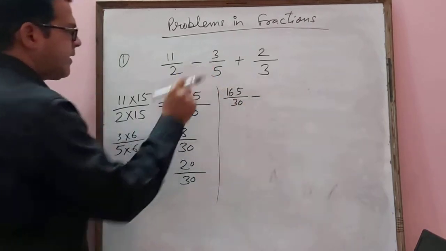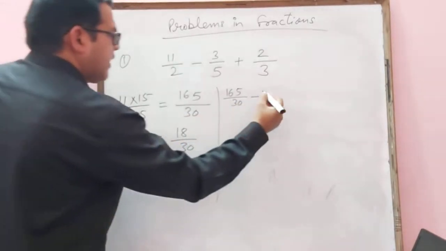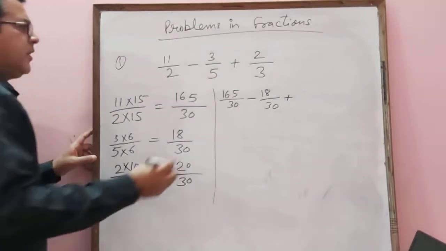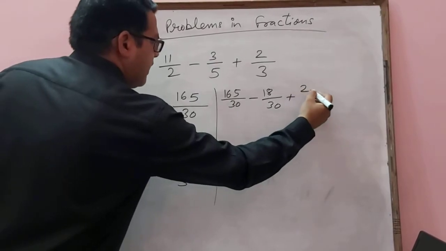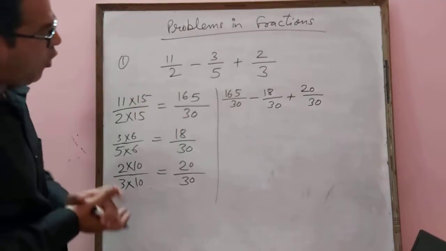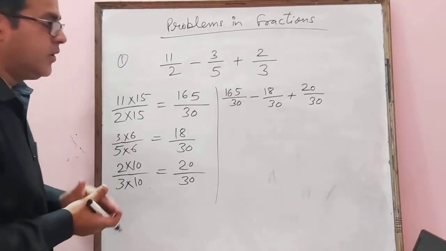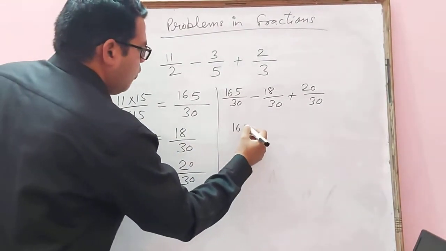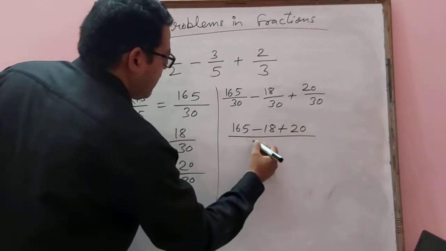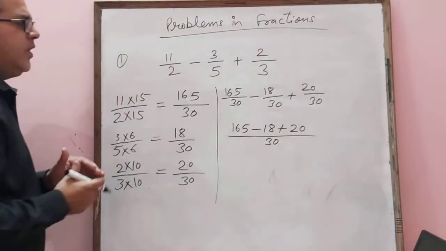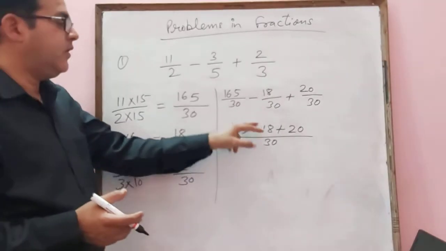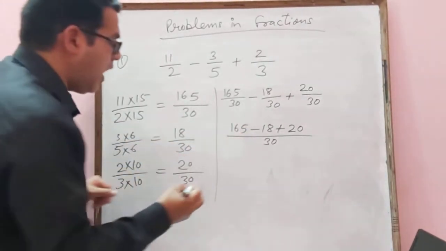In between, minus is there. Then 3 by 5 we can write here as 18 by 30, and plus 2 upon 3 we can write as 20 by 30. Now you can see all denominators are the same. So according to the rule we can add or subtract numerators with numerators, and downside we can write the denominator, that is 30.